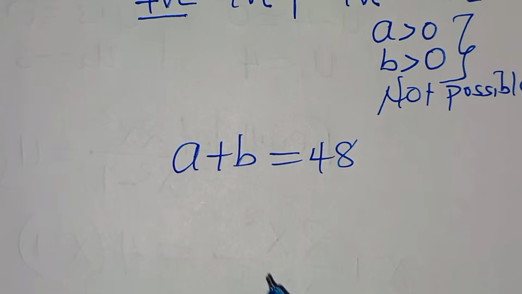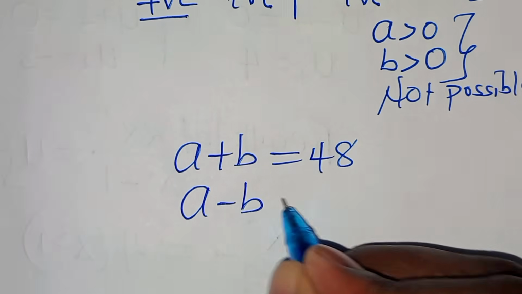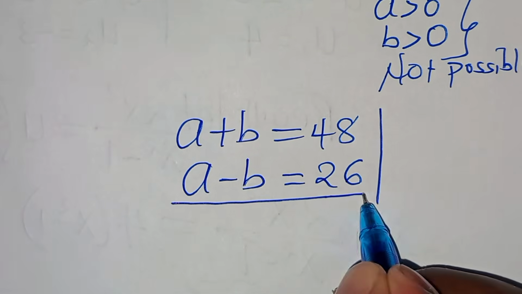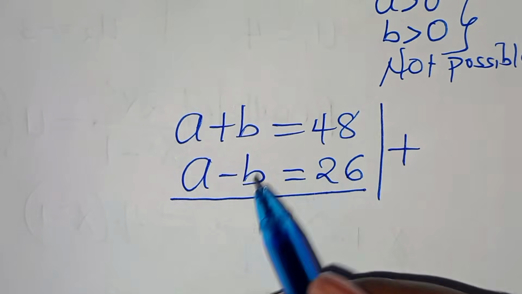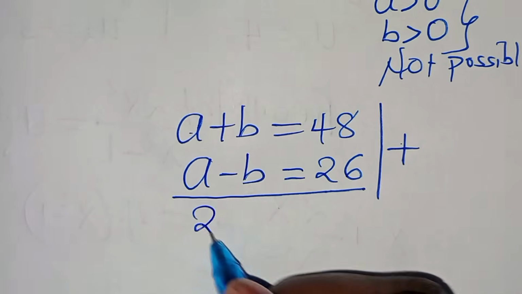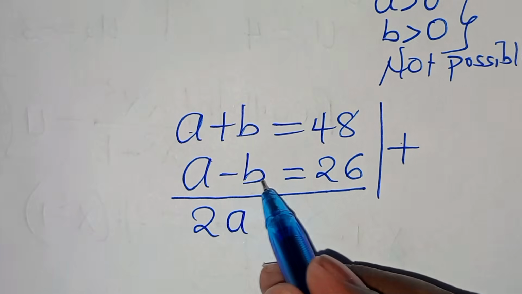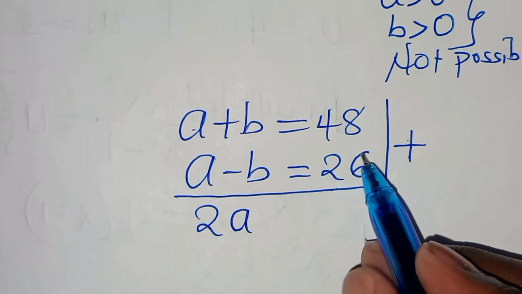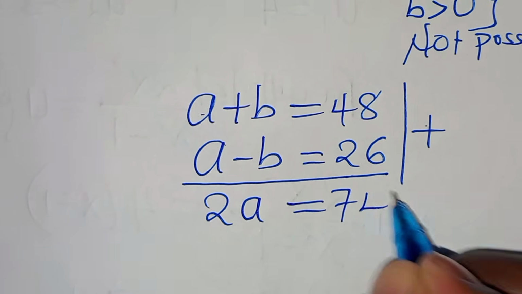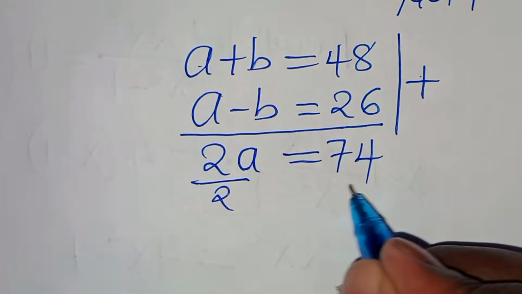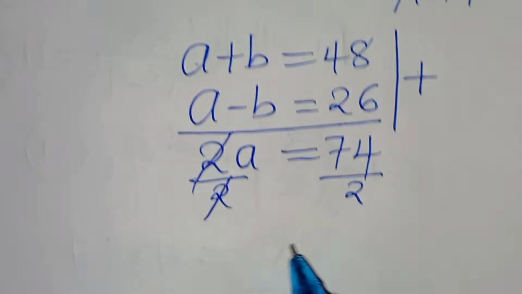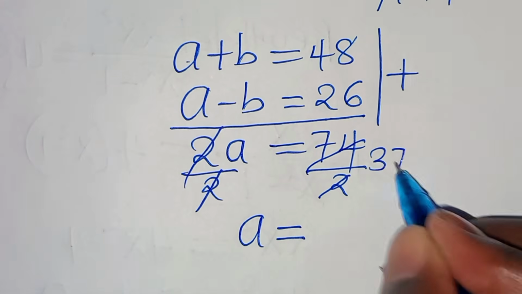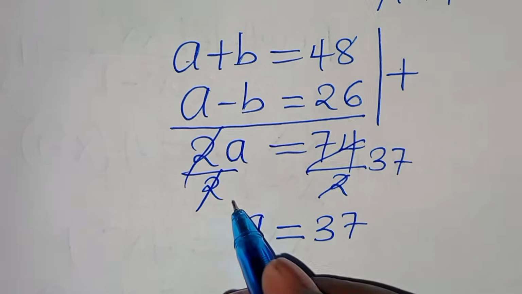And from equation 1, a minus b is equal to 26. Now these are a system of two linear equations, so let's sum these two equations. a plus a is 2a, b plus minus b simplifies, then we have 48 plus 26, which is equal to 74. Let's divide both sides by 2, so that a is equal to 74 divided by 2, which is 37. So we have a equal to 37.